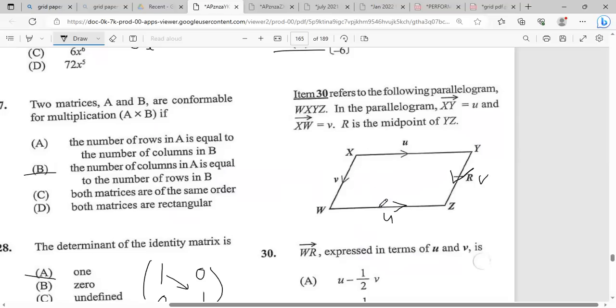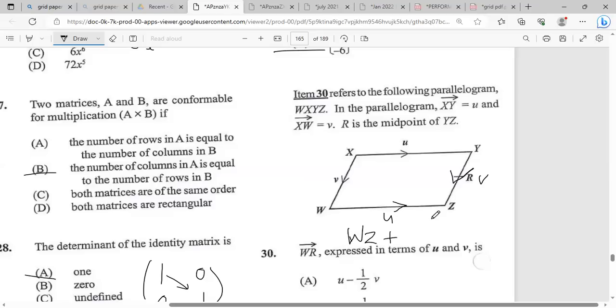What did they tell us is the midpoint? Well, we know, and they want the vector from W to R. So we are good so far. Somebody was saying that they don't think it's right. Come on, guys, it's correct.